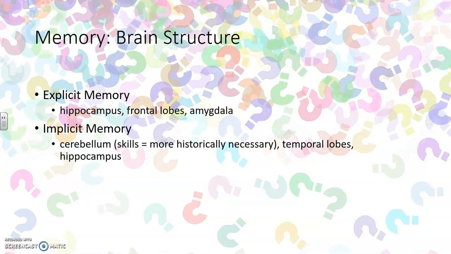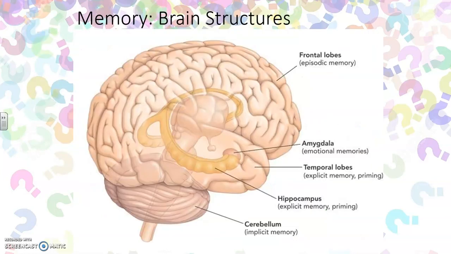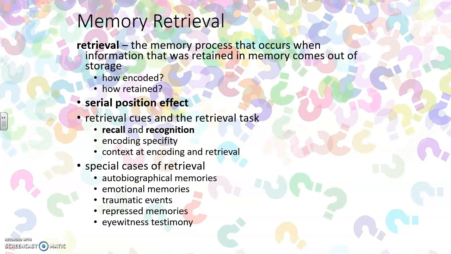With explicit memory, so your formulas, your instructions, that's stored more in the hippocampus, the frontal lobes, and the amygdala, whereas your implicit memory, which is just your natural song lyrics, everyday things, that's in your cerebellum, your temporal lobes, and your hippocampus. So both of these do deal with some of the similar locations, but then other areas of your brain as well. Here's just a little graphic where parts of the brain store different parts of your memories.